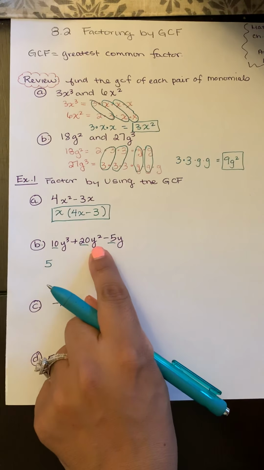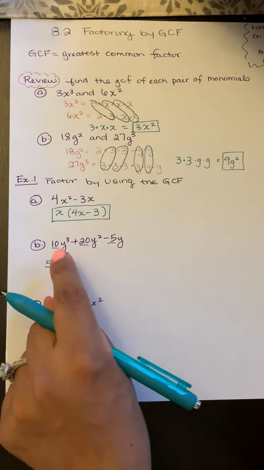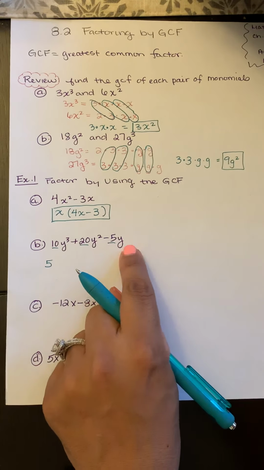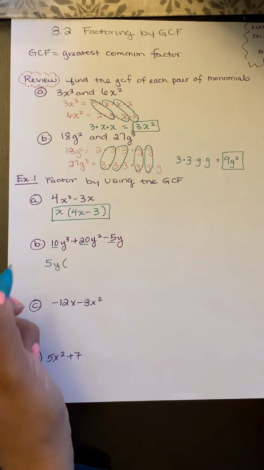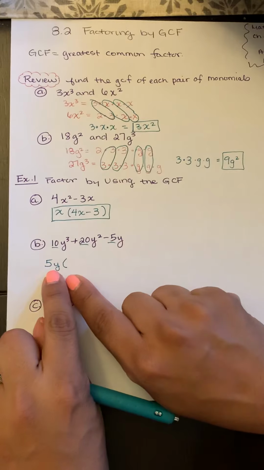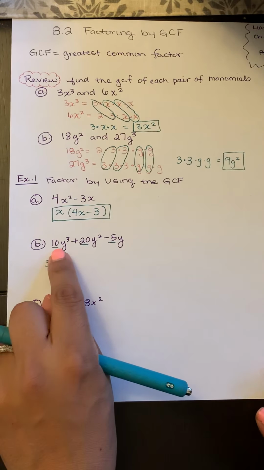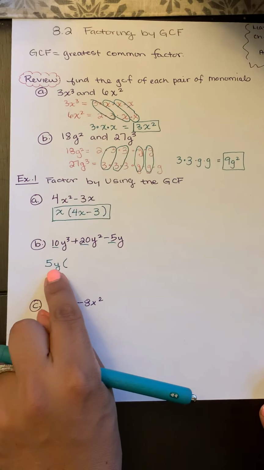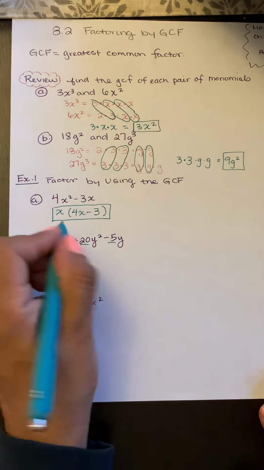We have y cubed, y squared, and we have y. And basically with your variables, you need to find the lowest power, which is y. So if I pull out 5y, you're going to take this 5y and ask yourself, what do I need to multiply 5y by to make it 10y cubed? So I know I need to multiply by 2. 2 times 5 gives me 10.